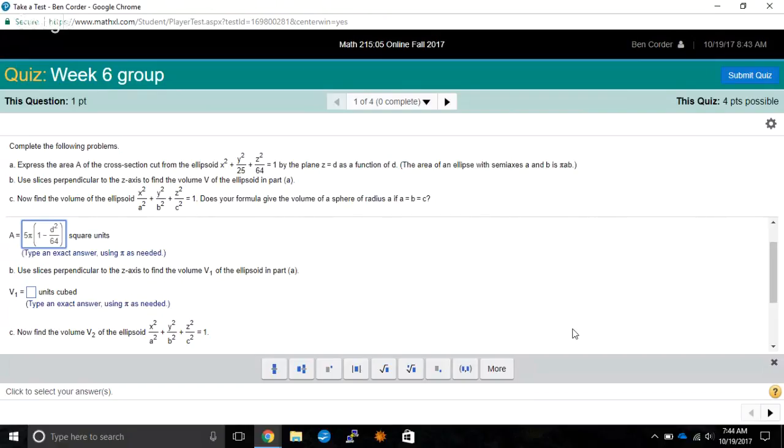Okay. So if I remember right, isn't the volume just the integral from -8 to 8? So are we going to take the integral of the area of the cross section? So that's the first answer.